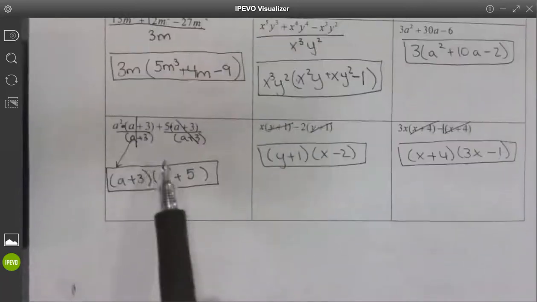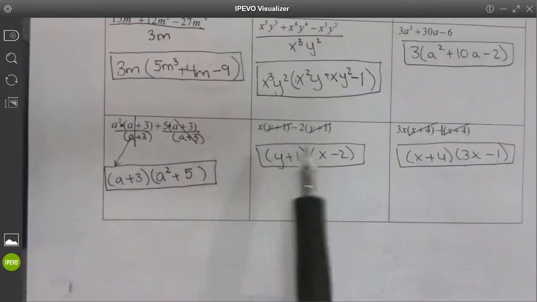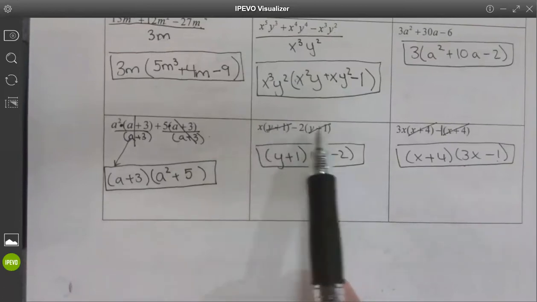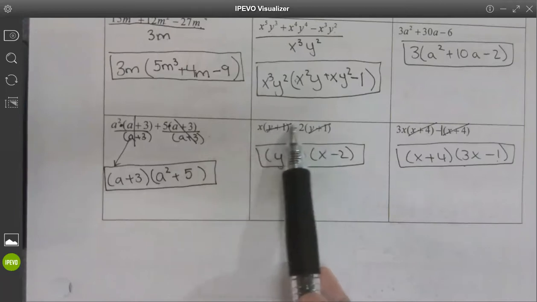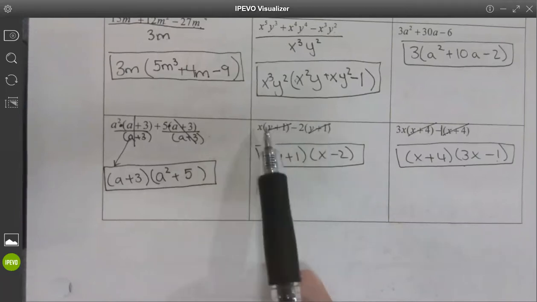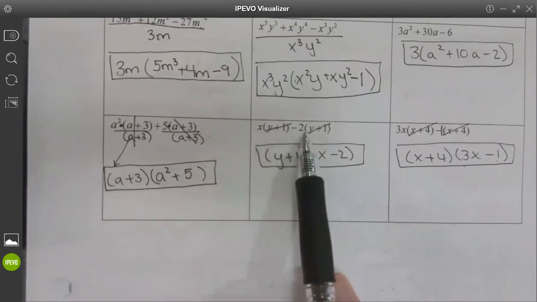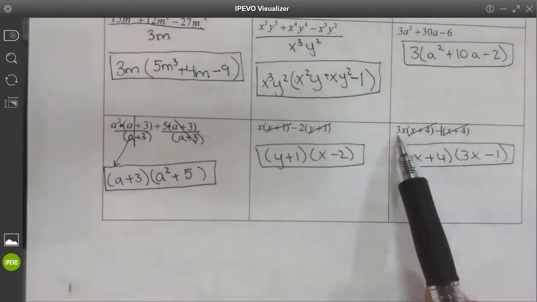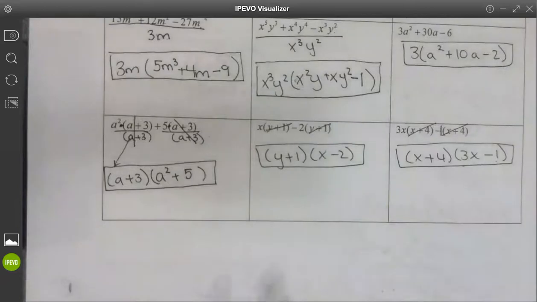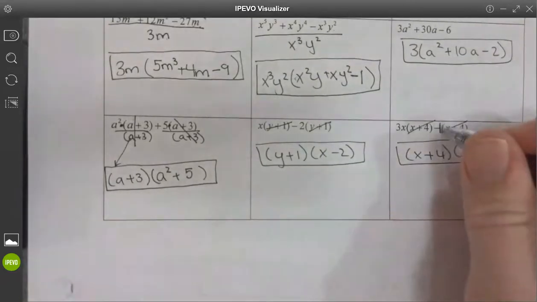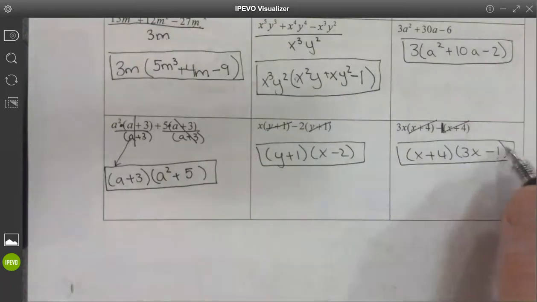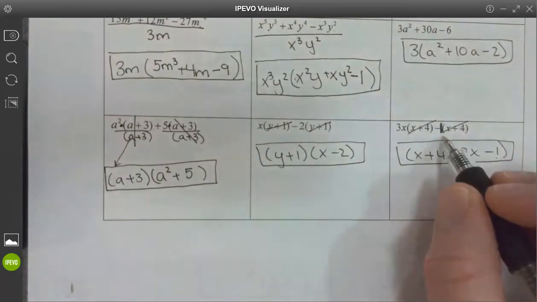And then the last row, it goes back to this type of problem where I'm dividing out a common parenthesis, where they both share a factor of y plus 1. I divide that out, and it leaves me with x minus 2. And here I can divide out the x plus 4, and it leaves me with 3x minus 1. Now this one's a little bit tricky because there was nothing here. So that's like that ninja 1. That's where that minus 1 comes from.